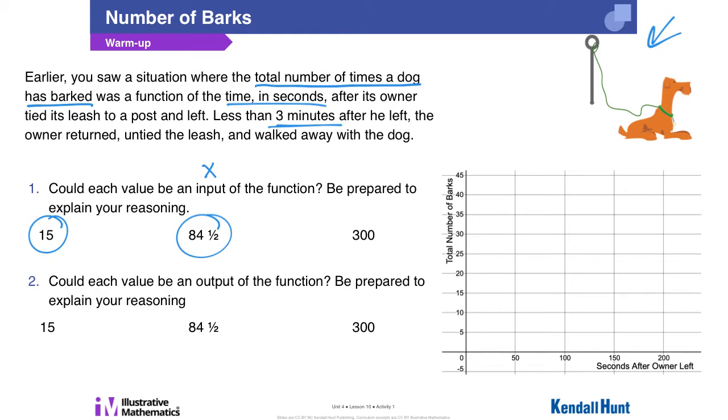In number two, could each value be an output of the function? That is looking at y values, the total number of barks. In this one, we can see that 15 could be a possibility. 300 could also be a possibility for the number of times a dog barked. It'd be a lot, but it is possible. 84.5 is not going to work here because a number of barks has to be a whole number.